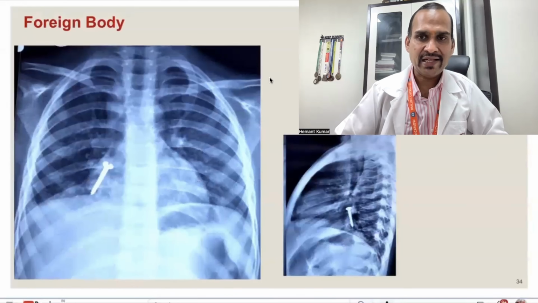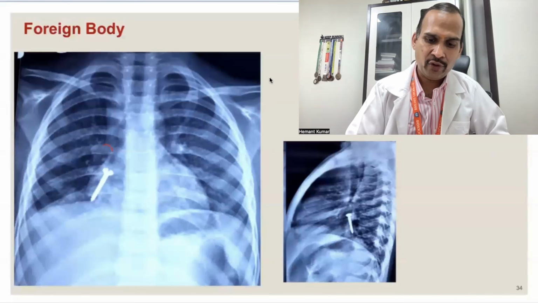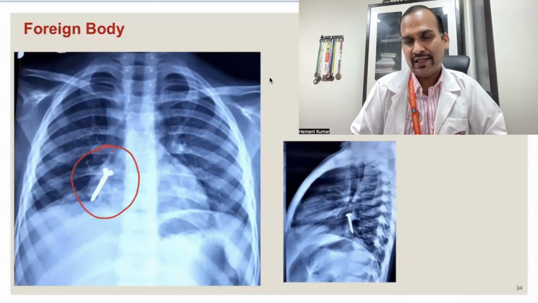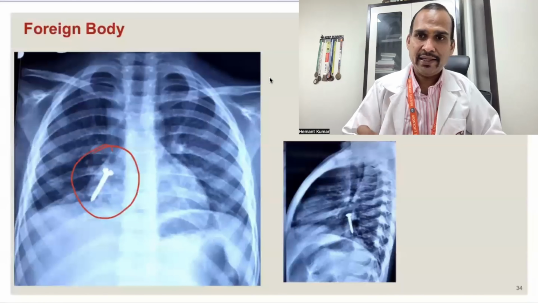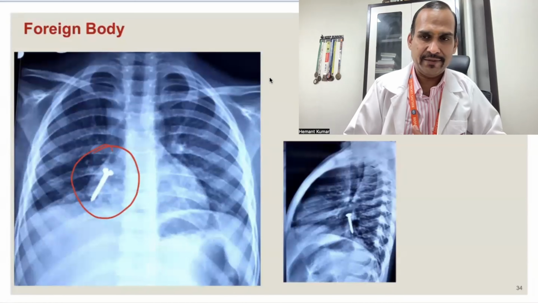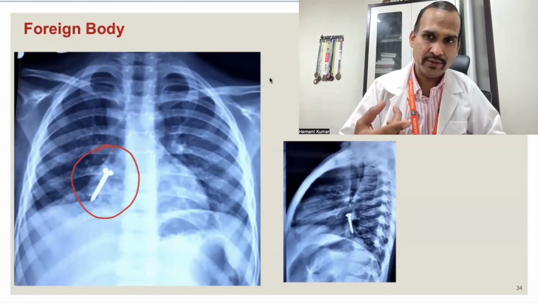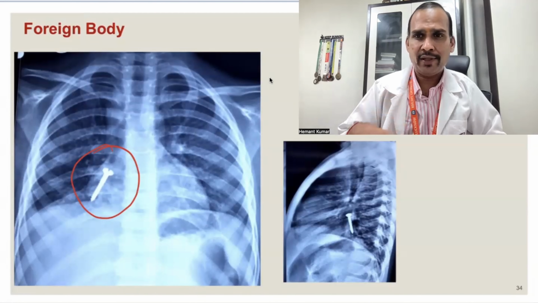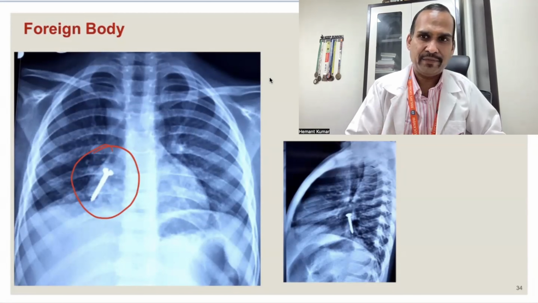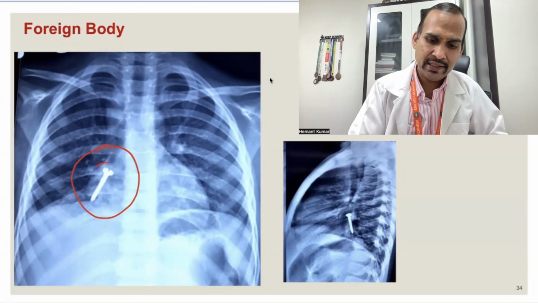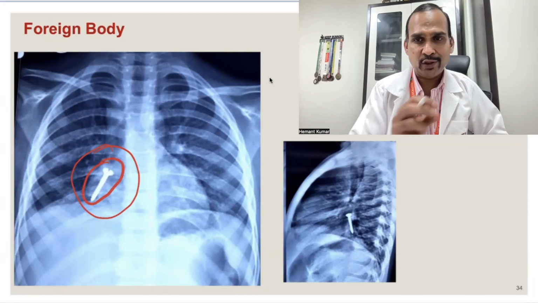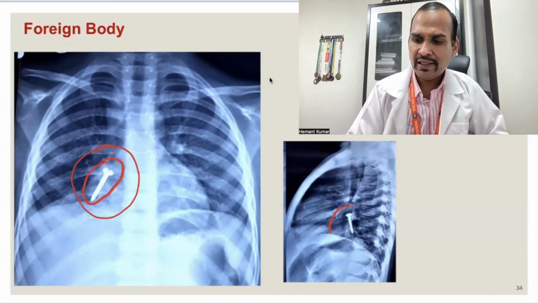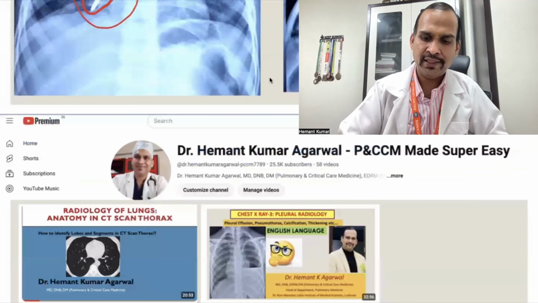And this is the last X-ray. You can appreciate a foreign body in the right lung. If the foreign body is made of metal, it gives radio-opacity more than bone. If it is a vegetable foreign body like a peanut or groundnut, it will not give so much radio-opacity. So you can find this nail in the right lung. To find the exact location, we can do a lateral X-ray. On the lateral X-ray, you can see this is in the lower lobe. So this is a case of metallic foreign body.